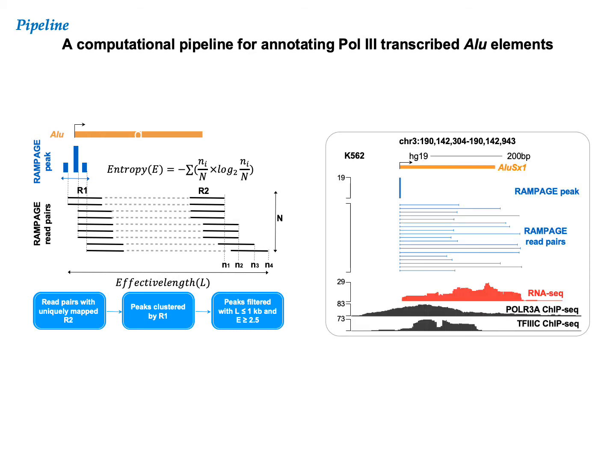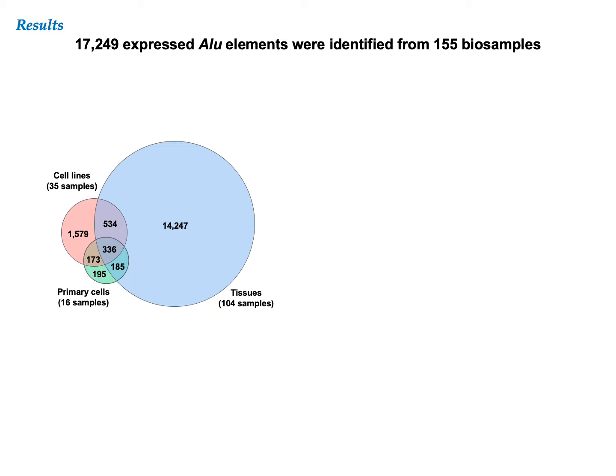Here is an example of Pol III-transcribed Alu elements. Its TSS is annotated by 19 RAMPAGE reads, which end at various locations downstream. This locus is also supported by RNA-seq data and the ChIP-seq data of Pol III components. There are about 500,000 Alu elements located in intergenic regions. Theoretically, they would be transcribed by Pol III and not by Pol II.